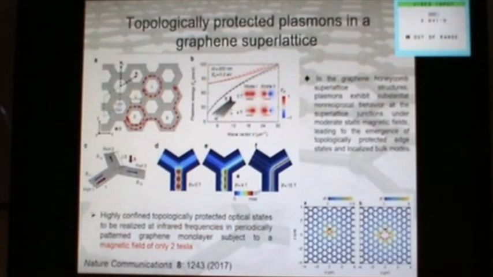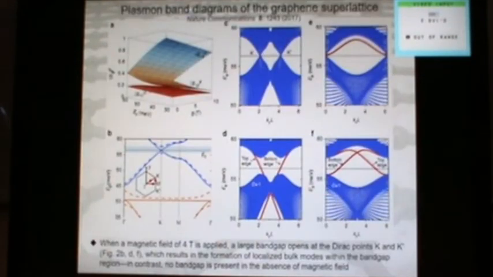And another research group in China proposed another idea to use this superlattice, and tried to demonstrate the topological plasmon in graphene structure. This is a bit different, a honeycomb superlattice structure. They found highly confined topologically protected edge states at infrared frequency in this structure at a very low magnetic field, and also topologically protected localized dark modes here. Here we show the band diagrams of the graphene superlattice.